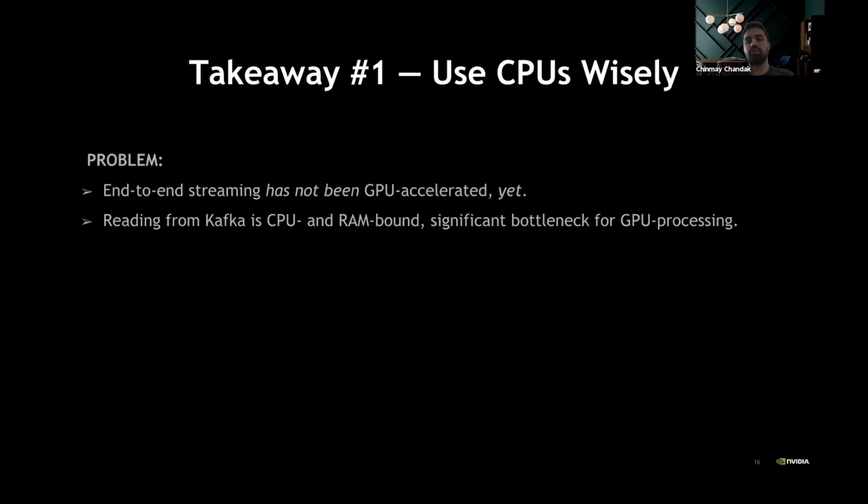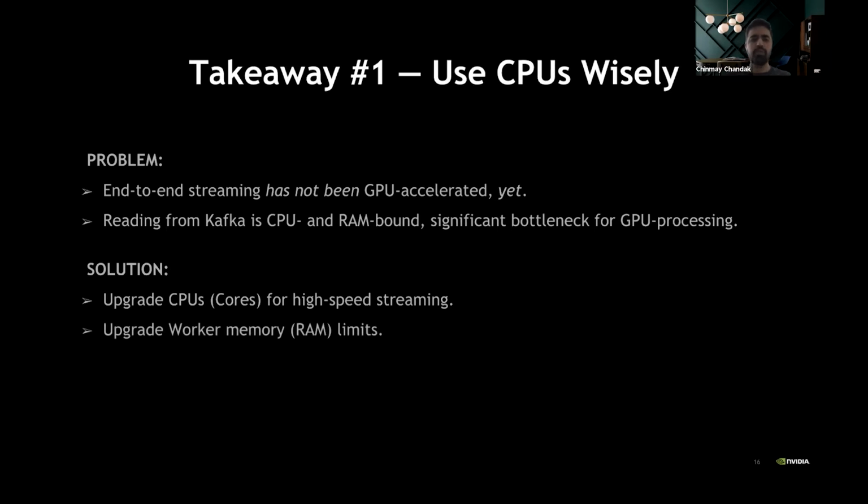So even if your GPUs can, say, process 1 GB per second, but your reading from Kafka is, say, bottlenecked at 250 Mbps, that's going to be a significant slowdown. So a solution for that, obviously, since reading from Kafka and such operations are bottlenecked by the CPU, is that you need to upgrade your CPUs. You can have more cores for high-speed streaming, so you can ensure that the volume of data that gets to the GPUs per second is higher. And you would also need to upgrade your Dask worker memory limits.